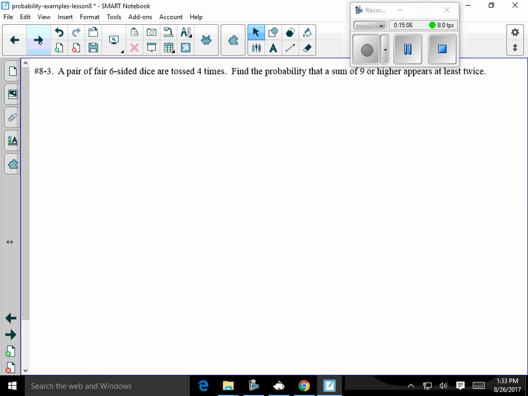The next one says we have a pair of fair six-sided dice that are tossed 4 times. We want to find the probability that the sum of 9 or higher appears at least twice. So pause this and then give it a try.